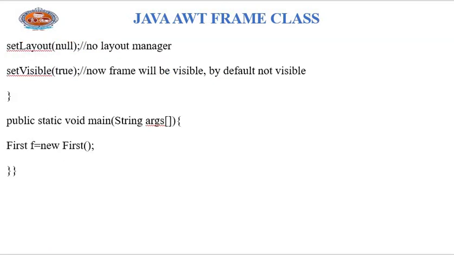setLayout(null) means no layout manager. setVisible(true), now frame will be visible, by default not visible. Okay, close the method. Next here we can write the main method. Public static void main(String[] args), main method open. Here we can create the object for the class. Class name is First, First f is equal to new First(). So close the main method and finally close the class.